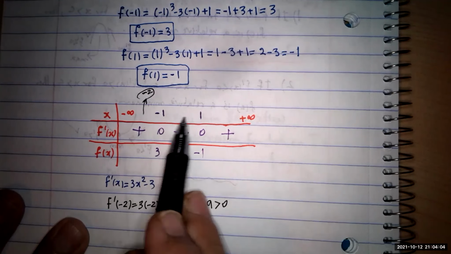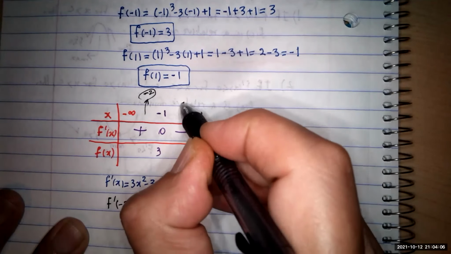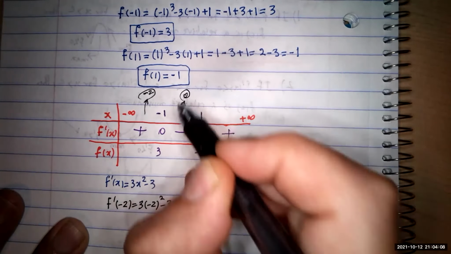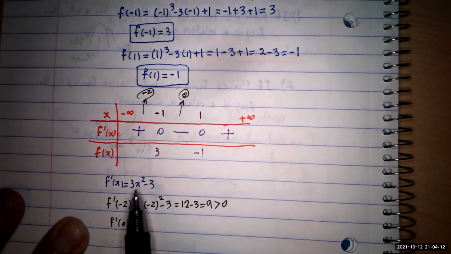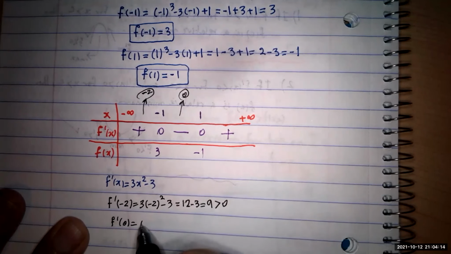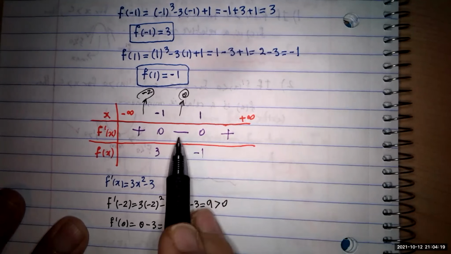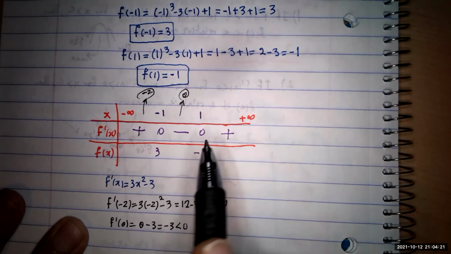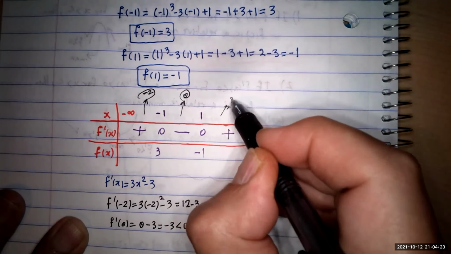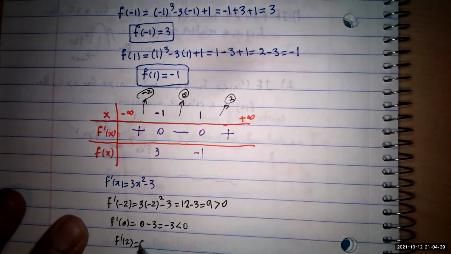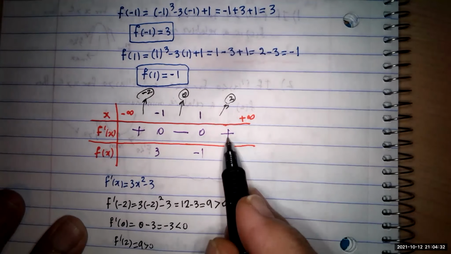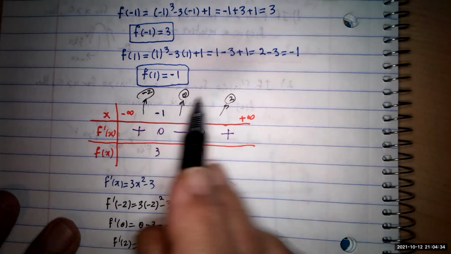Between negative 1 and 1, you can test, for example, 0. If you test 0, f prime of 0 gives you 0 minus 3, which is a negative number. So this must be negative. Or if you test something like positive 2 here, that gives you the same thing as the 9 over here, so that would be positive. We keep these numbers for future.